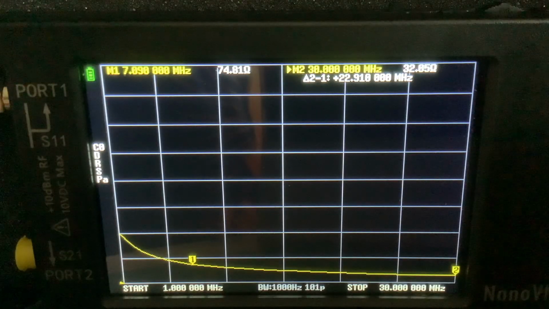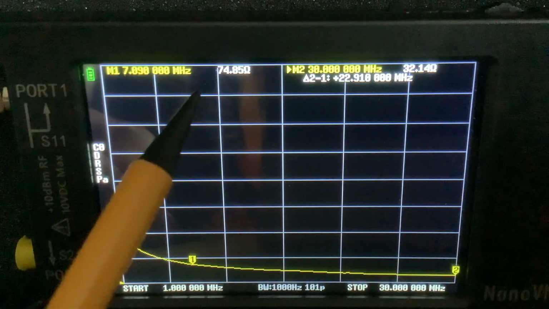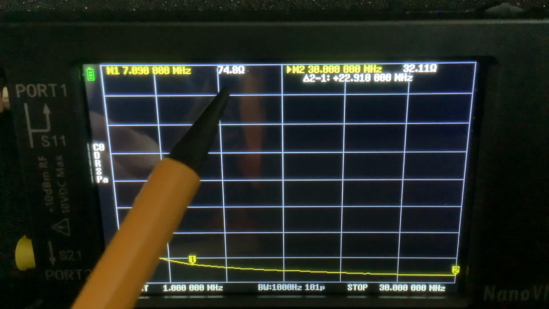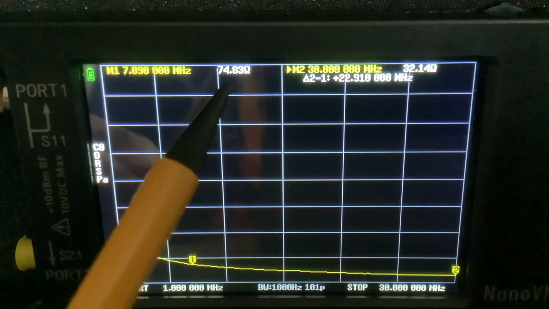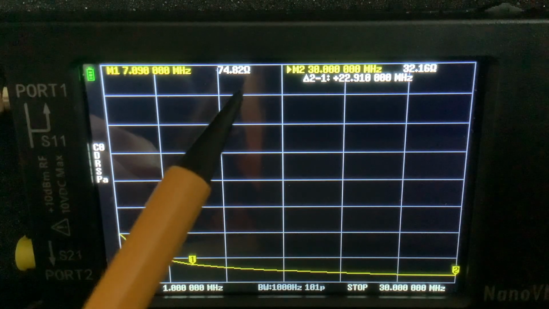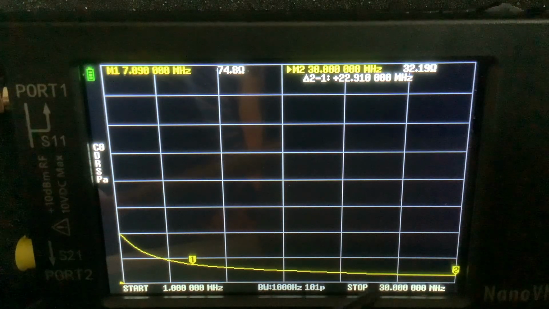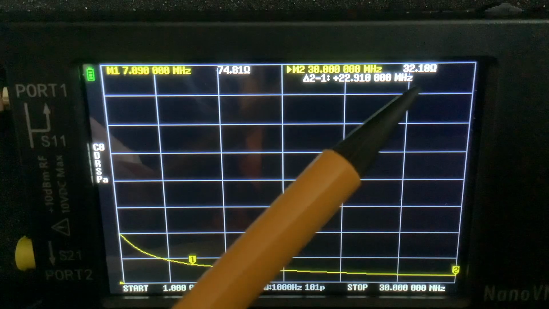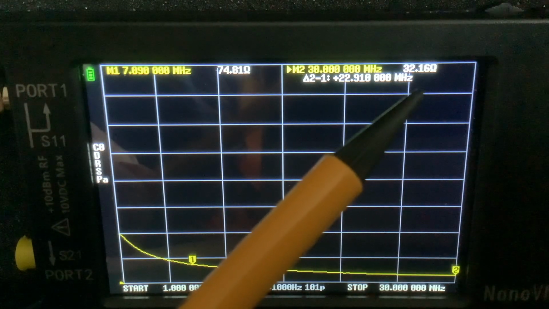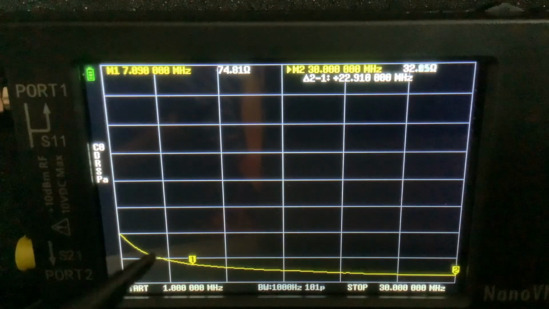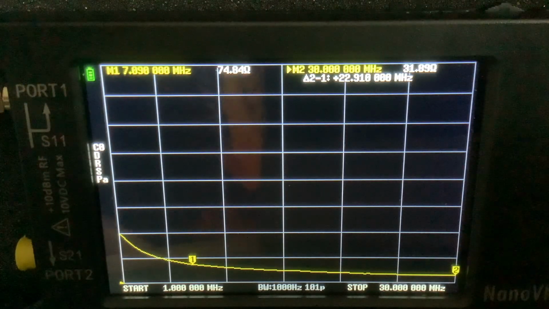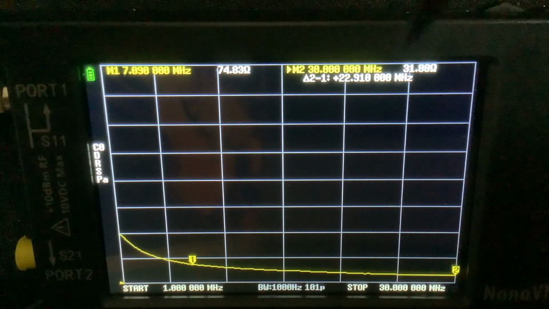Now if you look at the resistance, which is what we're looking at here, so just the resistive part of the input impedance, you'll see that at 40 meters we are at 74.8 ohms resistance, but at the top of the 10 meter band we're at 32.2 ohms. So not too bad at all really. That's not the problem though.